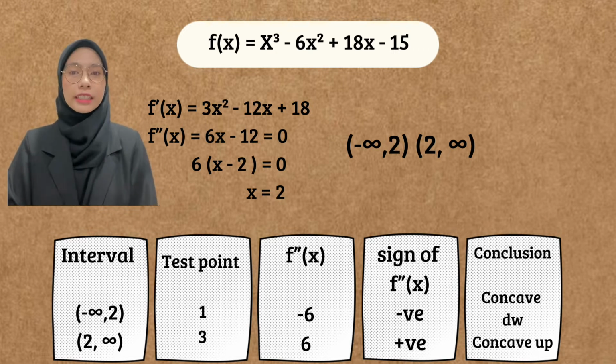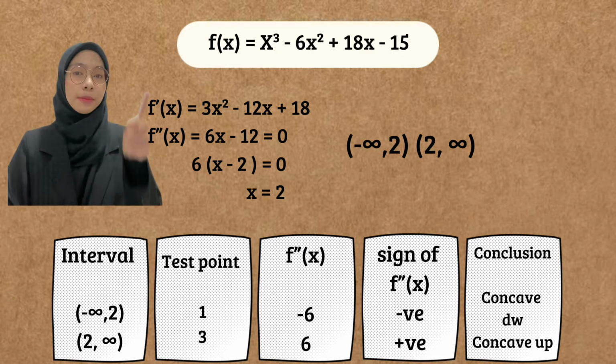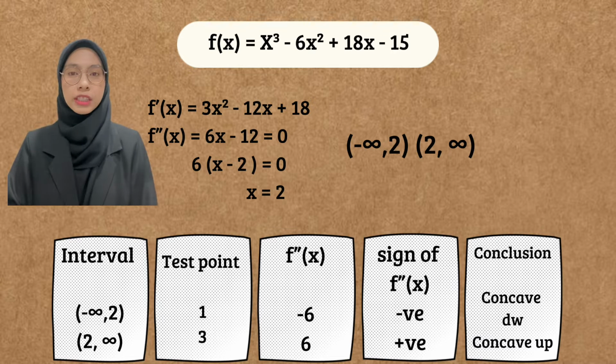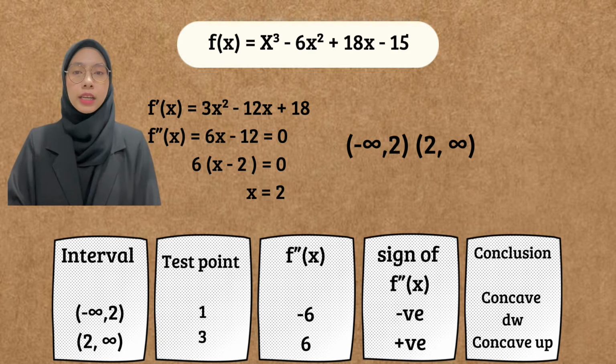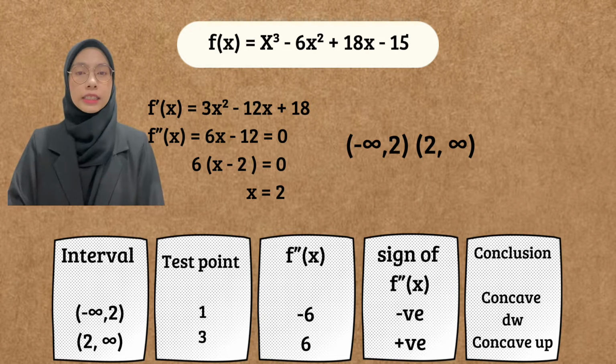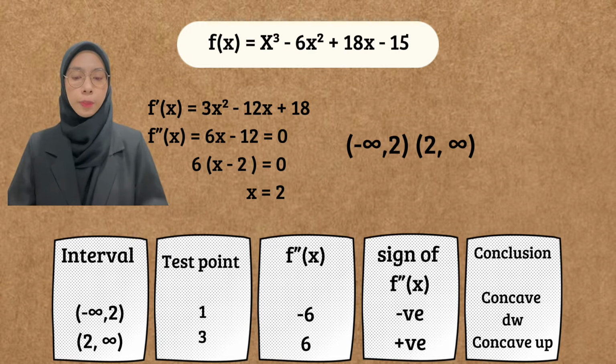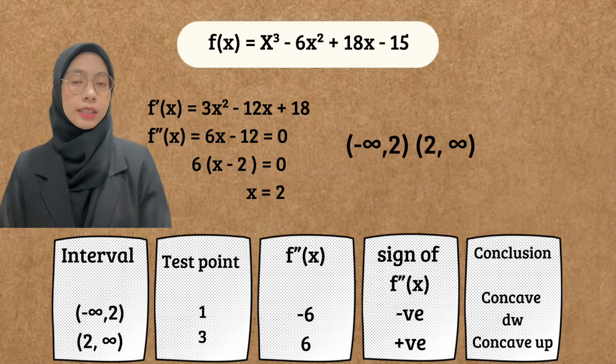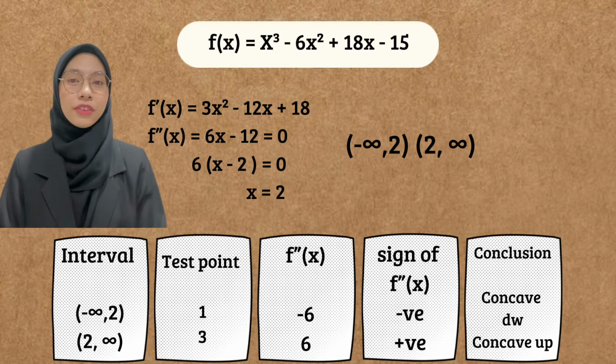After you get the intervals, you need to make this table to decide which interval is concave upward and which interval is concave downward. First is negative infinity to 2. The test point that we use is 1, and after you insert the number into the second derivative, you will get negative 6, which means the sign of the function is negative. So we already know that if the sign is negative, it is concave downward.